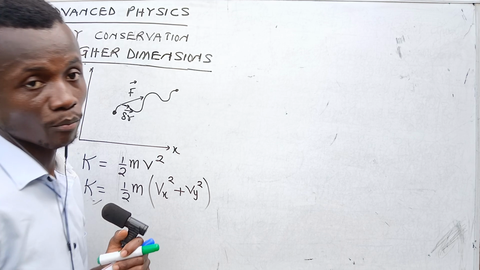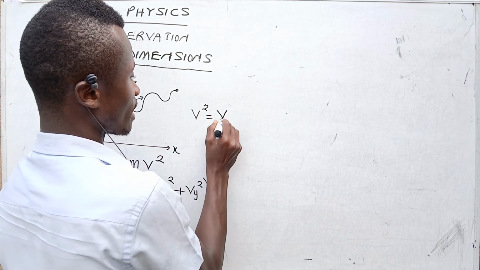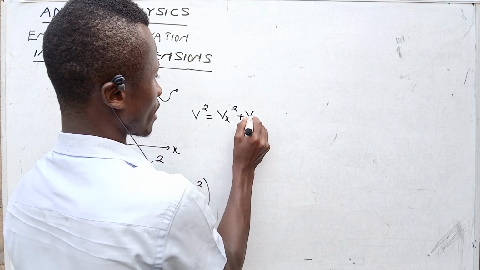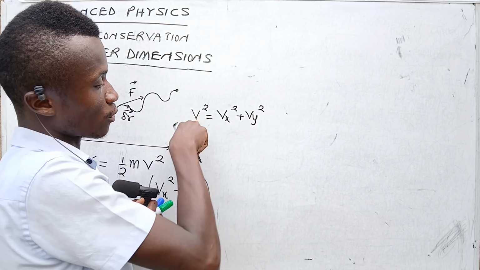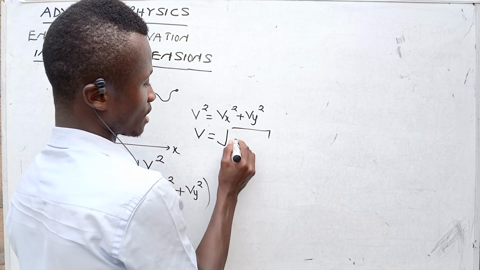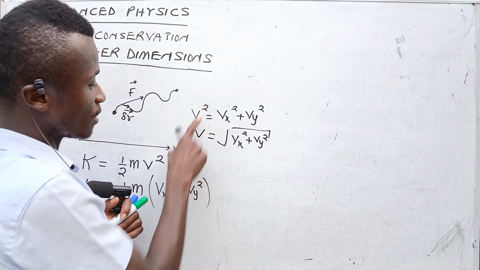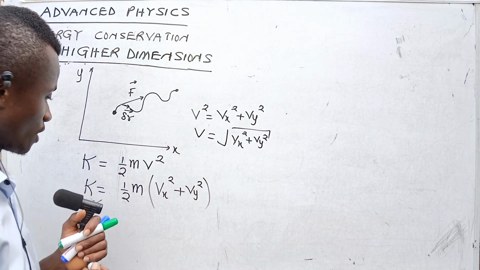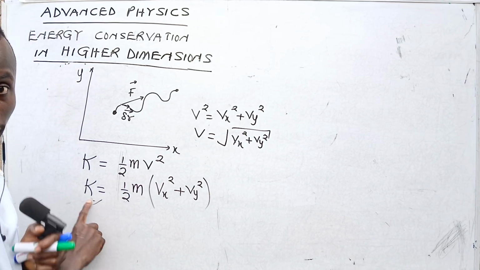Now this is gotten from Pythagoras theorem. So v squared is equal to vx squared plus vy squared. And that is the magnitude of the velocity squared. So the magnitude of the velocity itself is the square root of that, vx squared plus vy squared. But here we want v squared, that's why we remove the square root. Then let's find the change in the kinetic energy.